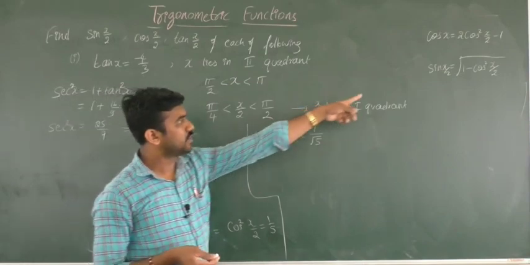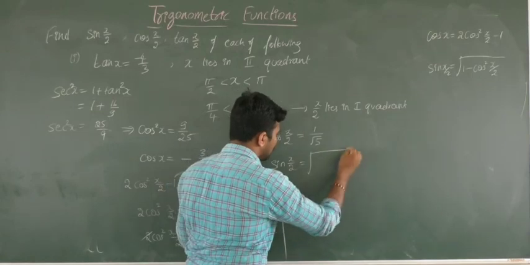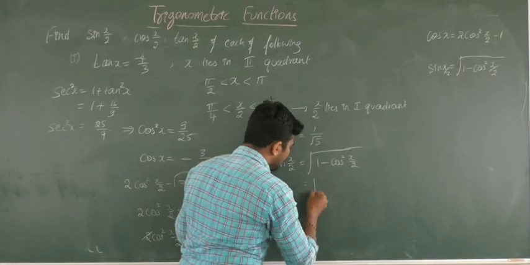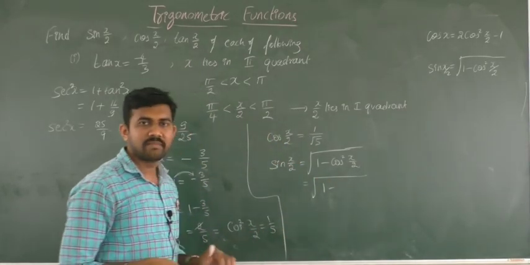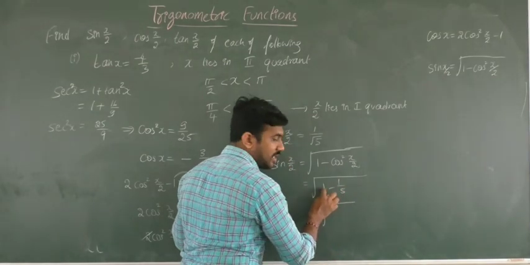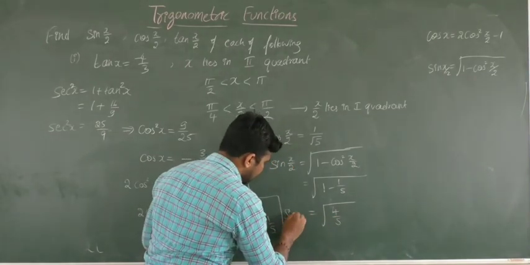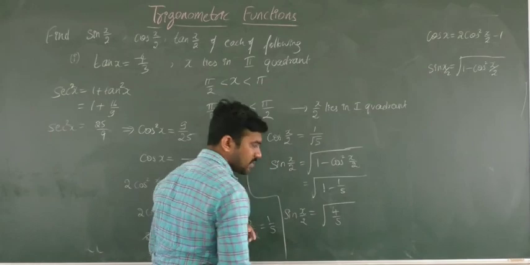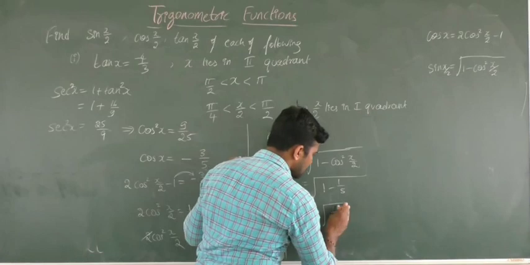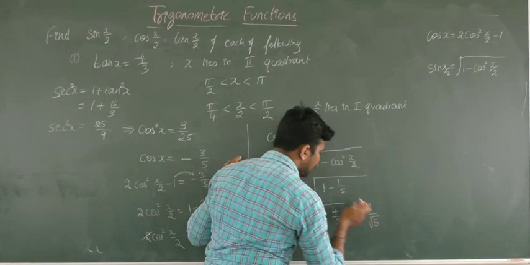Now, next we need to find sin x by 2. So sin x by 2 is nothing but, use the formula, square root of 1 minus cos square x by 2. So 1 minus cos square x by 2 is nothing but 1 by 5. Substitute that, take the LCM, 1 minus 1 by 5, we get 4 by 5, which is sin square x by 2. So sin x by 2 is the square root of 4 by 5, but the square root of 4 is 2, so 2 by square root of 5.